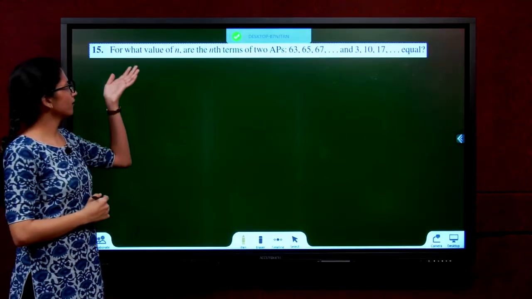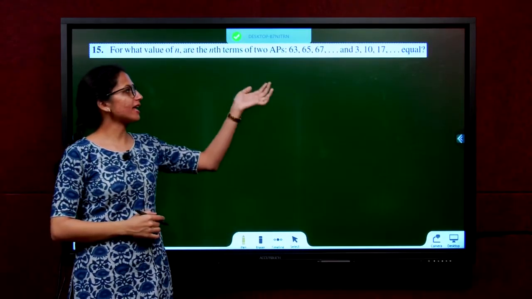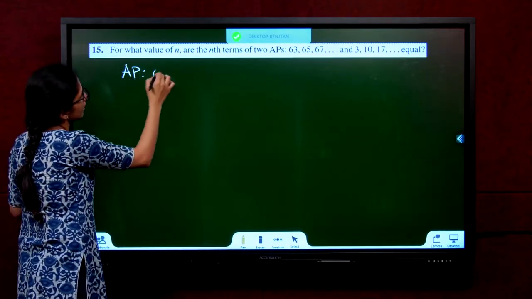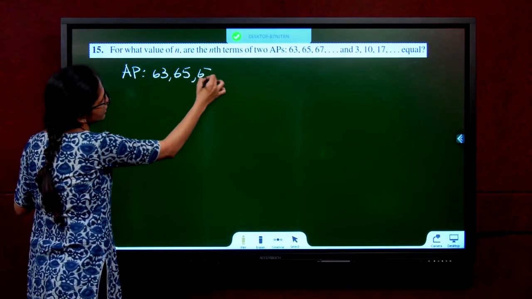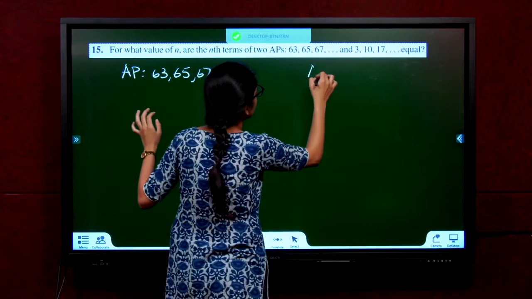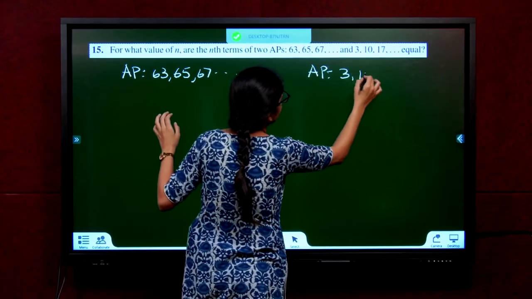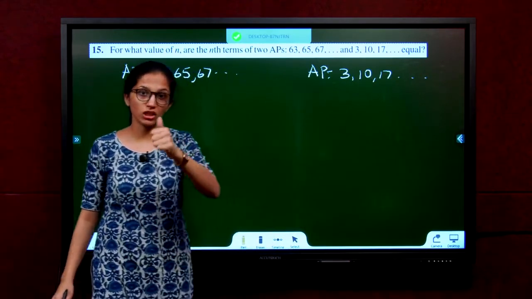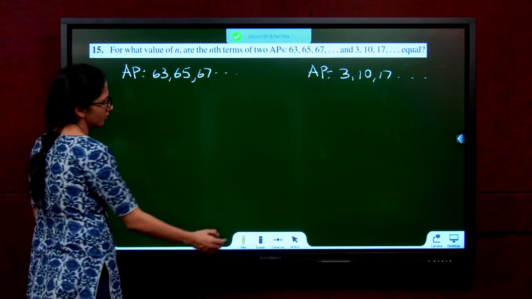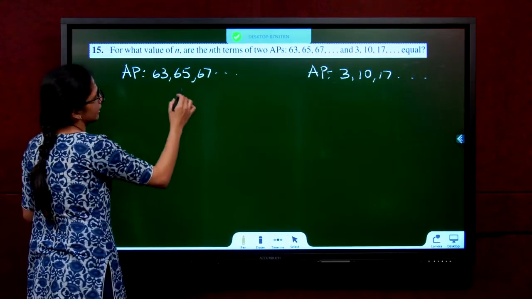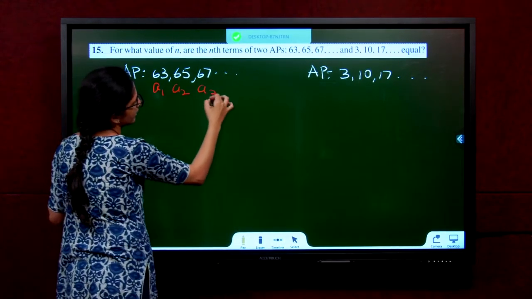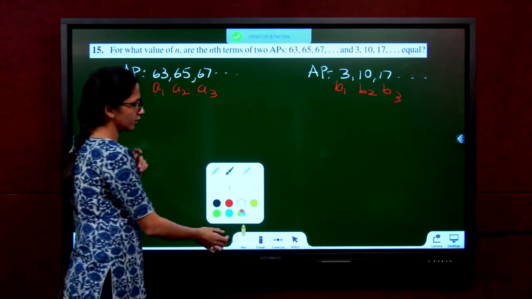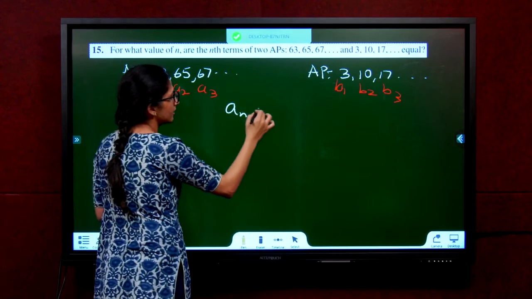15th one. For what value of n are the nth terms of the two APs equal? So you have an AP here 63, 65, 67 dot dot dot, and you have another AP here 3, 10, 17 dot dot dot. They are telling you one term of this AP is equal to this. Which term is that? What is that value of n? So now what happens? We'll call this a1, a2, a3, b1, b2, b3. So what is given in the question? an is equal to bn.